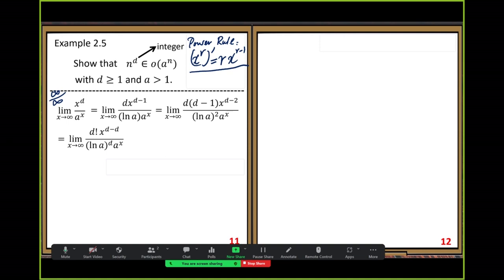After we apply L'Hopital's rule d times, d needs to be an integer. Otherwise, if d is not an integer, we cannot stop. Think about that. If d is not an integer, then we have to keep going forever, and we get trouble. So for this reason, we assume an integer value for d first. It's a big step.